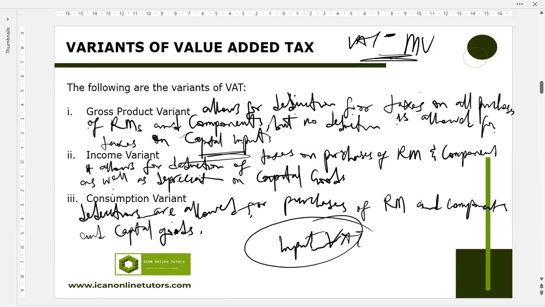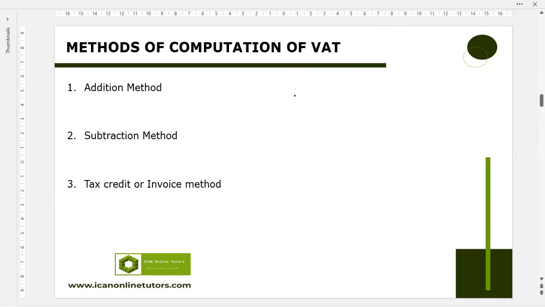But whether it will be allowed as an input VAT depends on what you trade in. If it will be allowed as an input VAT, then you cannot add it to the cost of the motor vehicle. But if it is not allowed to be input VAT, then you add it to the cost of the motor vehicle, which you capitalize, and when you are computing your capital allowance, it will be available for relief. Are we together? So these are the variants of value-added tax.